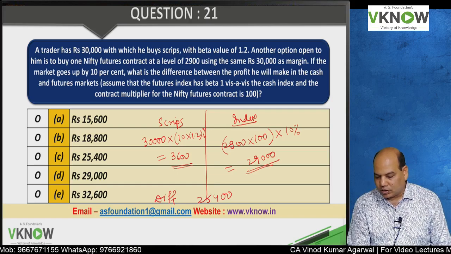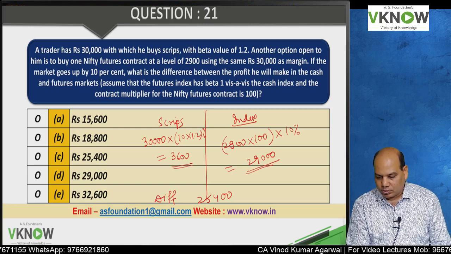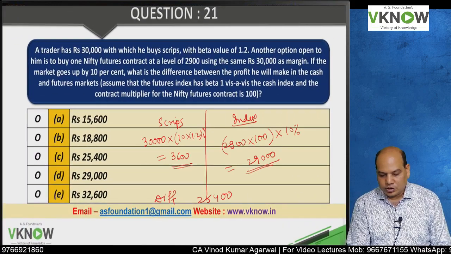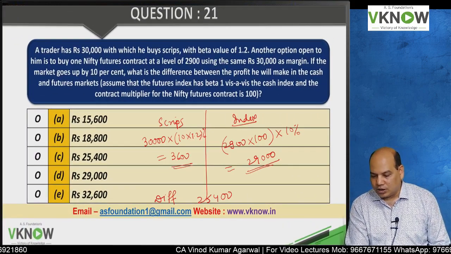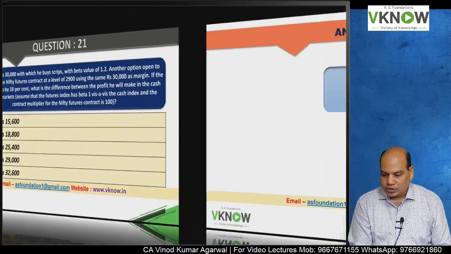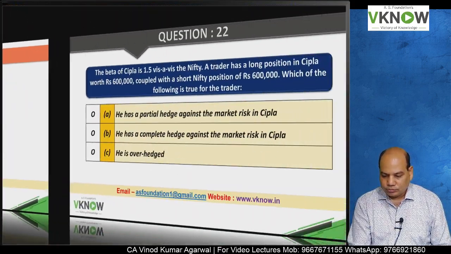Do you have any answer like this, 25,400? Option C, tick mark. 25,400, and this is the calculation for that. Next is question number 22.